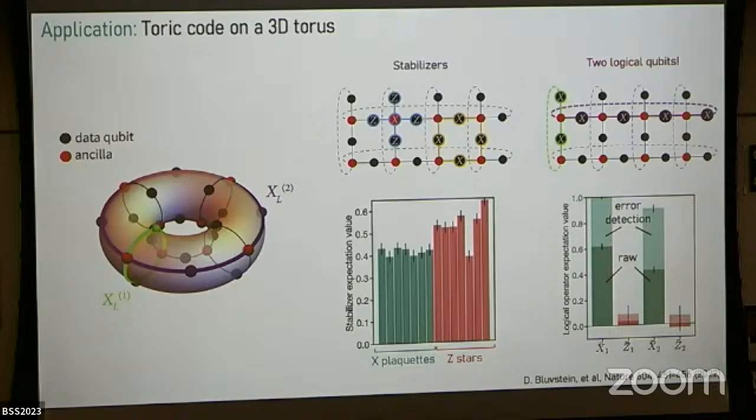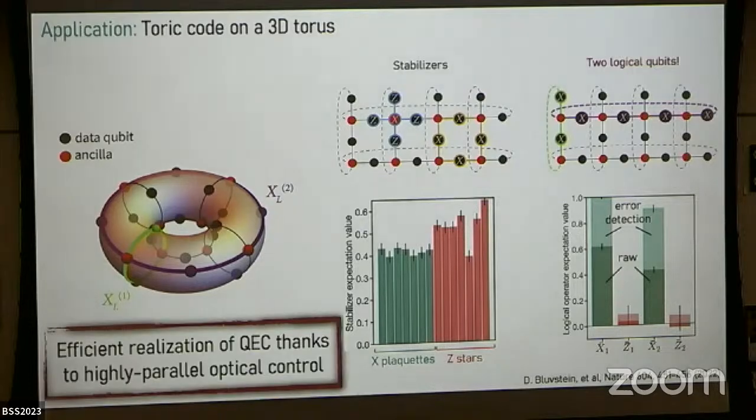What we're doing here is very silly. We're just post-selecting on the repetitions where we saw that all the stabilizers had the right expectation value. When those are 1, then we post-select very close to 1 for the expectation values of the logical operators. Okay, so this is the first demonstration. Of course, this is just the initialization of the toric code. We're not doing any actual error correction, but I think this demonstrates at least that this atom transport and the fact that we have this highly parallel optical control allows us to do some efficient realization of quantum error correction.